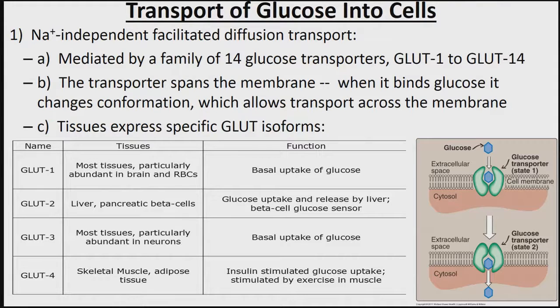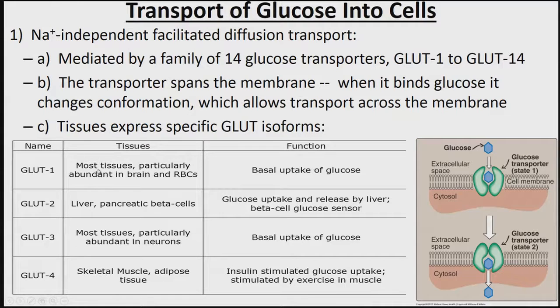If you've got a high concentration outside the cell and a low concentration in the cell, relatively speaking, you'll get transport. Okay, so this is not an active process. All these GLUT transporters just go with the concentration gradient. So there's about 14 of those transporters, but there's only 4 they consider high yield. If you look at any board review book, these are the 4 that they throw in there.